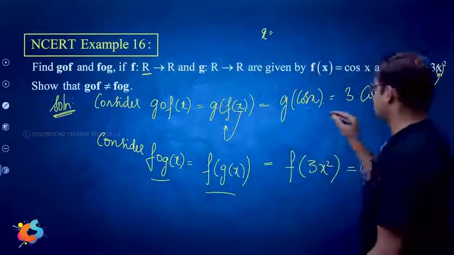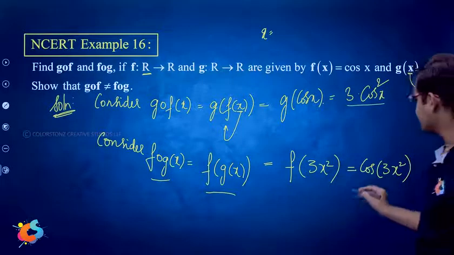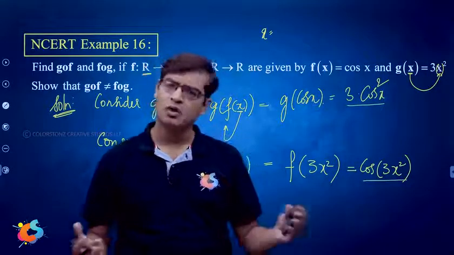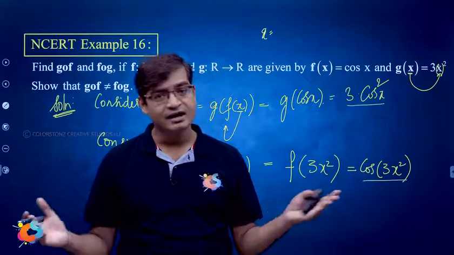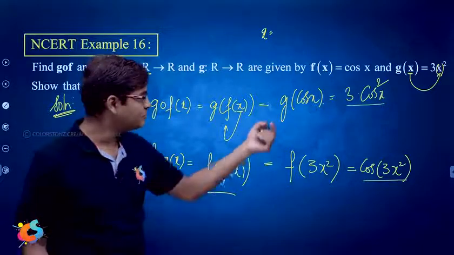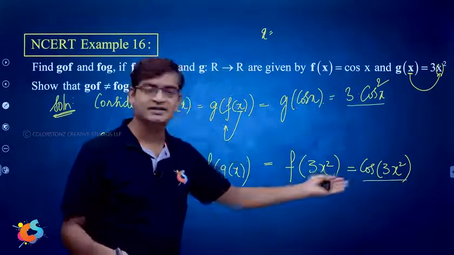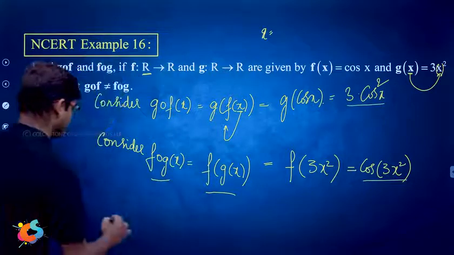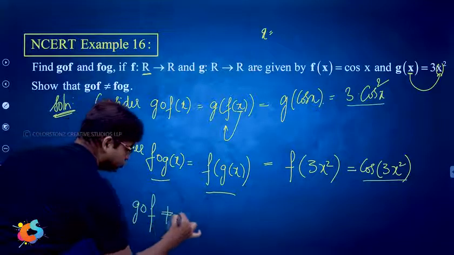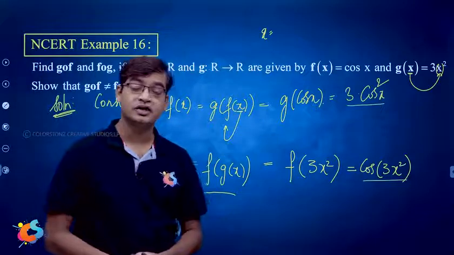Now here we have G circle F as 3 cos square x and F circle G as cos of 3x square. Are these two functions same or different? Certainly they are different. 3 cos square x and cos of 3x square are anyway different, isn't it? Nobody will say that 3 cos square x is same as cos of 3x square, right? So therefore, G circle F is not equal to F circle G. Simple, right? These two are different functions altogether.